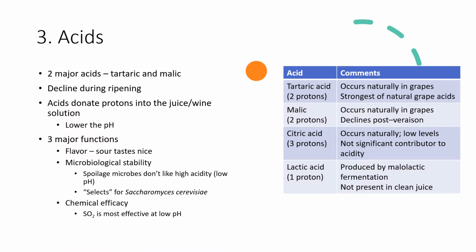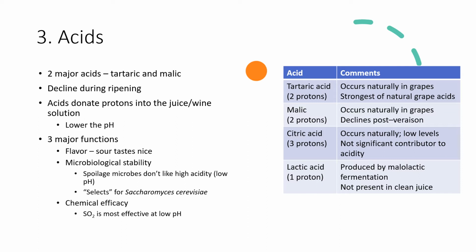Moving into acids. There are two major acids present in our juices: tartaric and malic. Tartaric has 2 protons and occurs naturally in grapes, as you know, and it's also the strongest acid that we have present in grapes. All the acids that we have are organic, so they're not technically strong, they're weak carboxylic acids, but tartaric is still the strongest of all of those acids present.